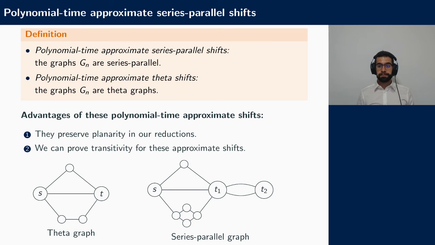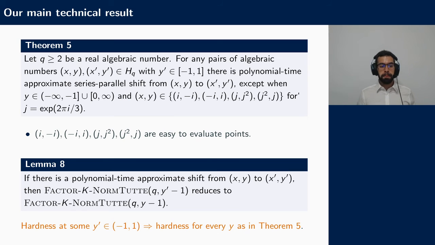So with these approximate shifts, we preserve planarity in our reductions, and as we said before, we're interested in making our results true also in the planar case. And actually, with this type of approximate shifts, we can prove a transitivity result that will be useful in our proofs, okay?